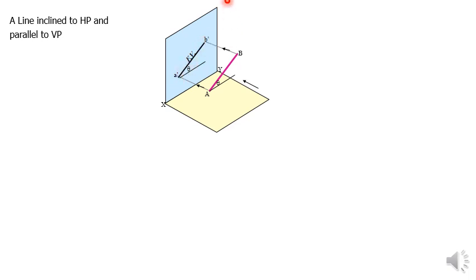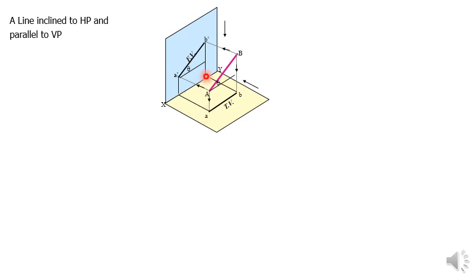But when you look from top, A and B both are at the same distance. So when you look from top, A and B both will appear at the same distance from the XY line, like this. Point A will appear here, point B will appear here, and the distance from this XY line will be the same for both A and B. So this is my top view.